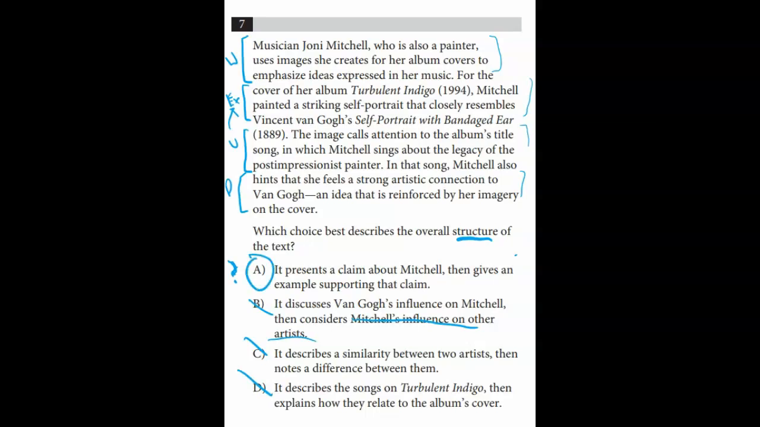And A's a very bare bones answer. But once again, it does follow the claim of what she does. Here's an example. And then we're going to talk about Van Gogh. So A is going to be the right answer here.